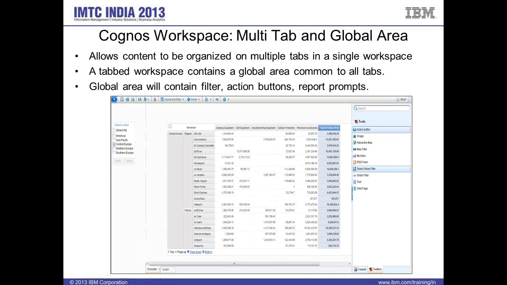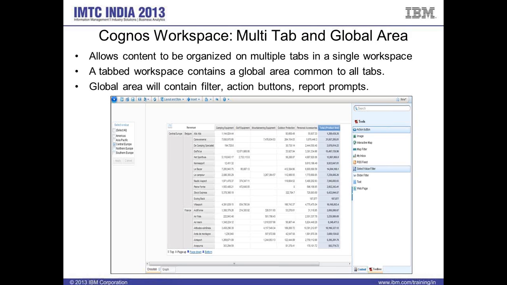So the first one is the multi-tab and global area capability. So this will allow users to create tabs in their existing workspace. If you are familiar with Cognos Business Insight, Business Insight has a single canvas as a dashboard. You are not able to create multiple tabs in it. You need to create separate pages for the multiple tabs. But here you can create your dashboards using multiple tabs.